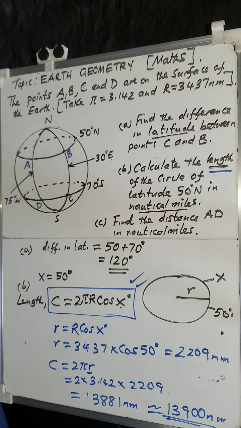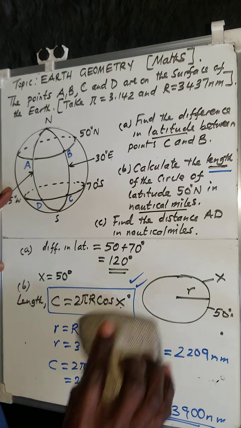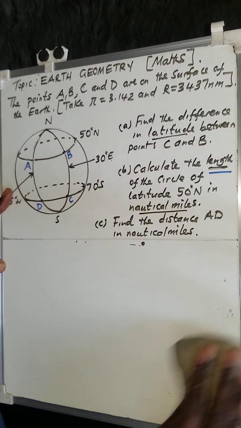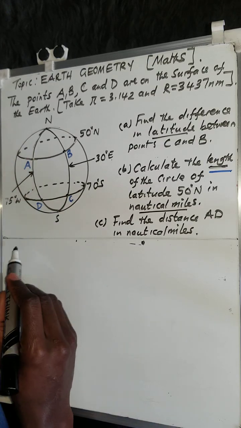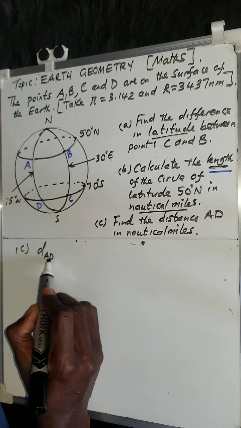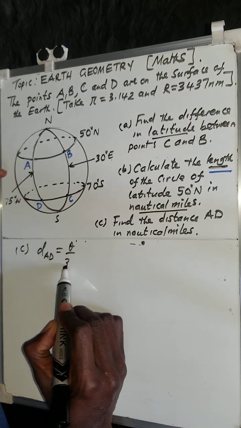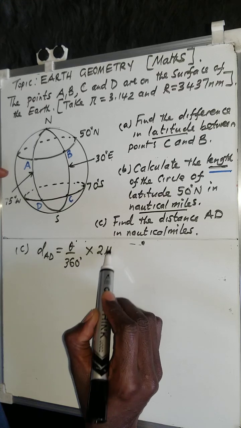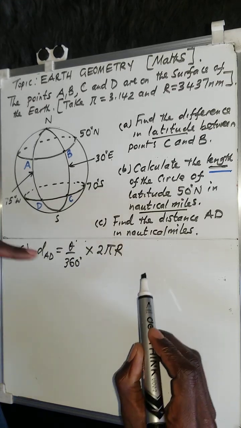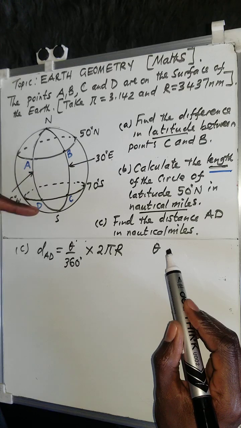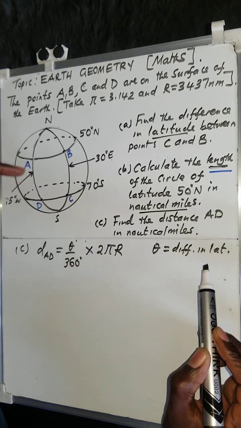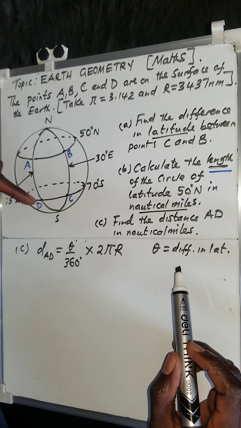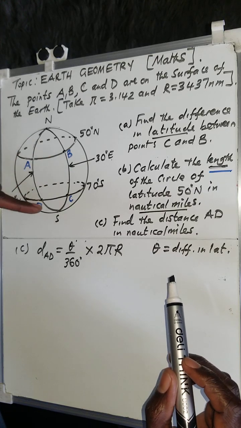Let's conclude with our last one, which is the C part. It says find the distance AD in nautical miles. So we want to find the distance AD in nautical miles. So remember, AD is along the longitude. What did we say? How do you find the distance AD along the longitude? Theta over 360 degrees multiplied by 2 pi, the radius of the earth. Remember that theta, when you're calculating distance along the longitude, is representing the difference in latitude. So that's the difference in latitude, because A and D are lying on different latitudes but on the same longitude.